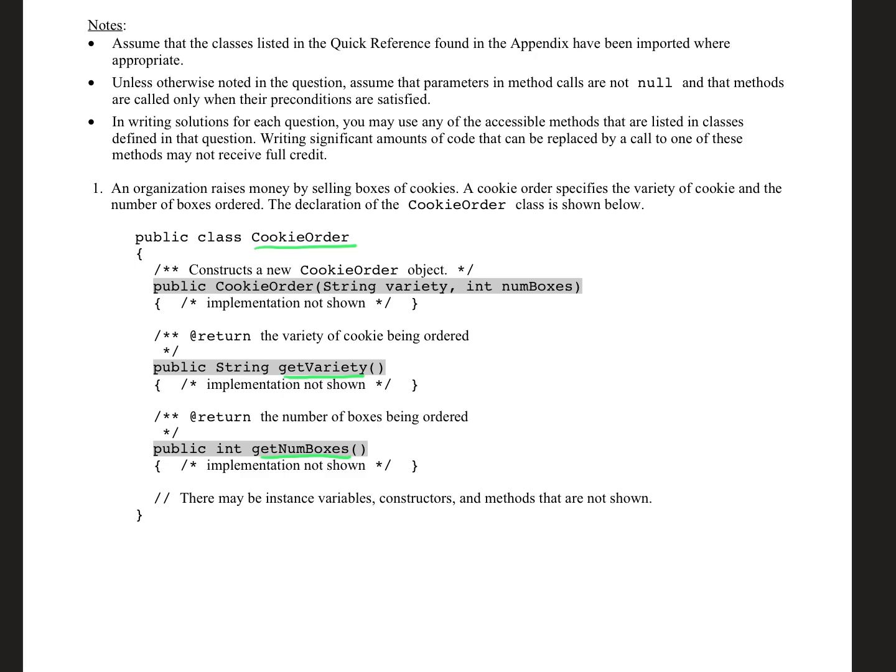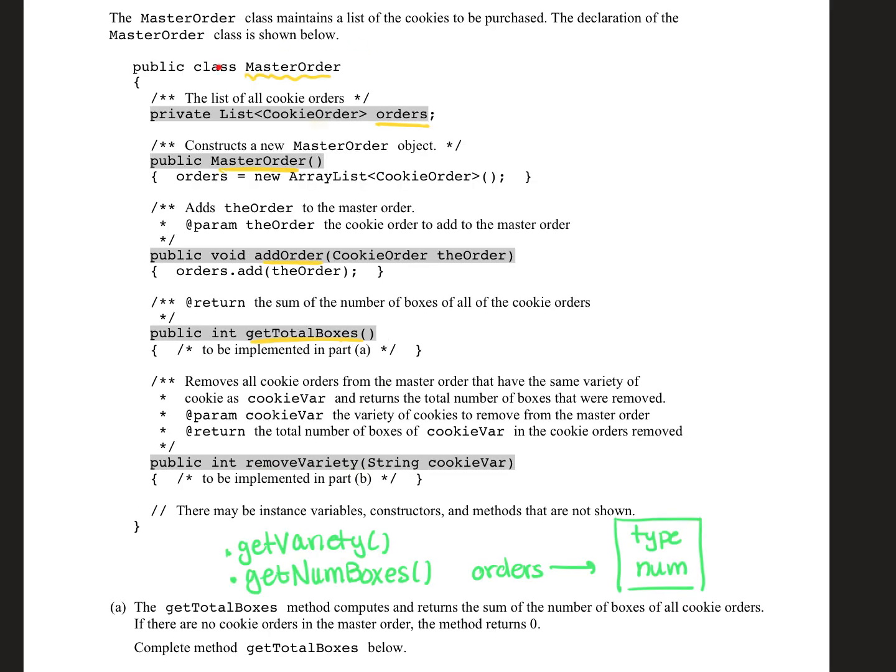This is the 1D array question for AP CSA year 2010. So it's the CookieOrder class. Each cookie order has a variety and a number of boxes. We have two getter methods, getVariety and getNumBoxes. And we also have a MasterOrder, which is going to be an ArrayList of CookieOrders called orders.